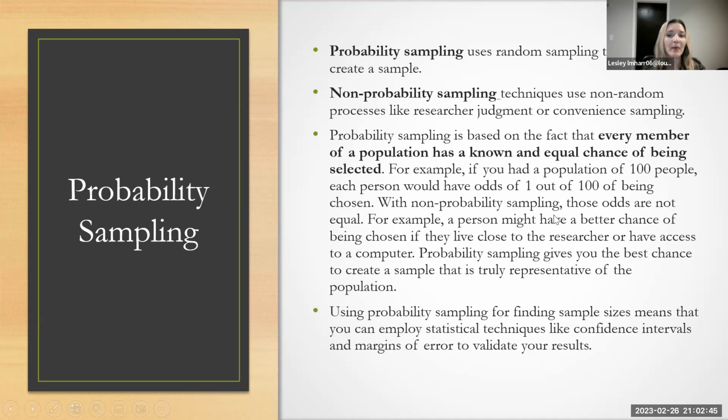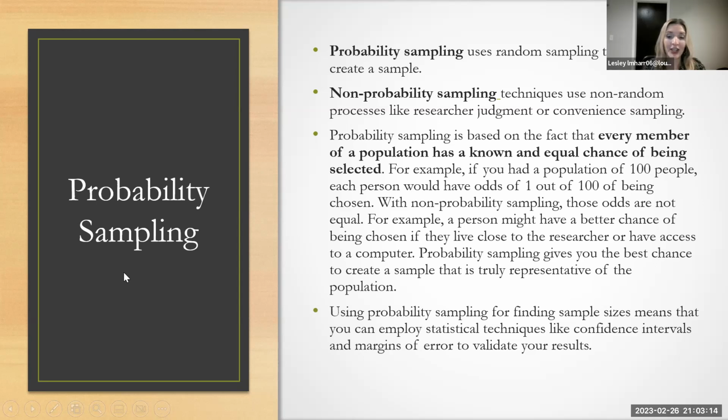With non-probability sampling, those odds are not equal. For example, one person might have a better chance of being chosen if they live closer to the researcher, or have access to the computer, or they've seen the flyer to participate. However, if you are using probability sampling, let's say with clients, every client who is being enrolled in the program would have a chance at getting the intervention.